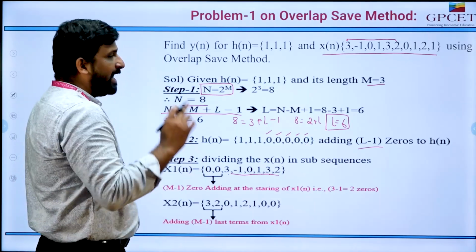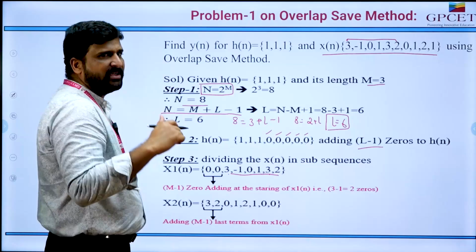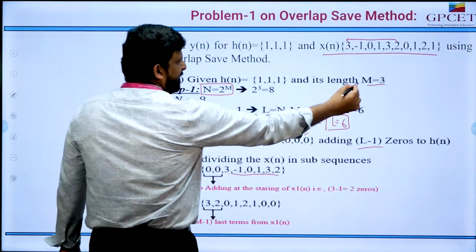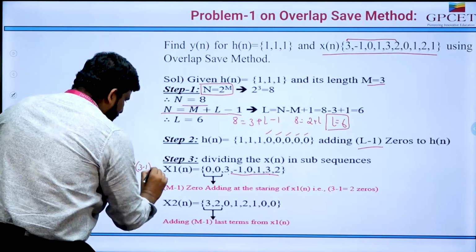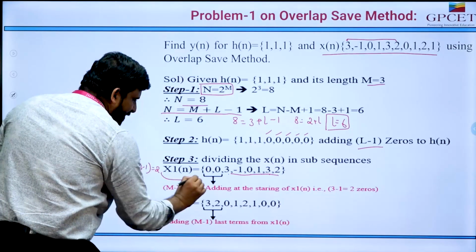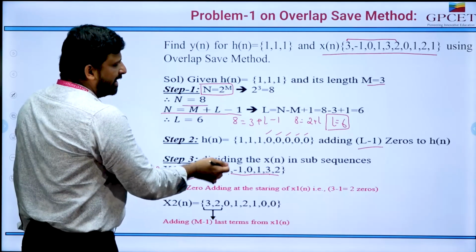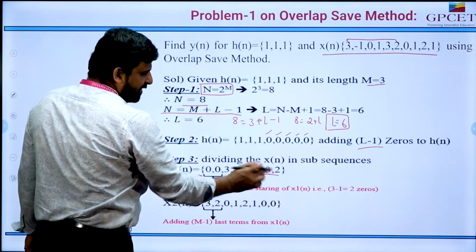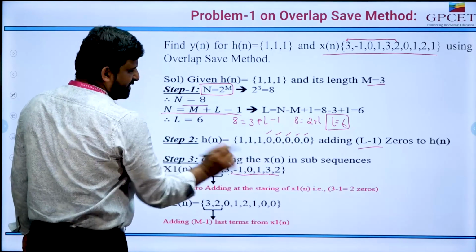For this, I told you m minus 1 zeros should be added in front of the x1 of n. What is m here? 3. So 3 minus 1 is equal to 2. 2 zeros are added in front of the x1 of n. That means 0, 0 and the remaining sequence I have written. Total 1, 2, 3, 4, 5, 6, 7, 8. So 8 is the length I got here.